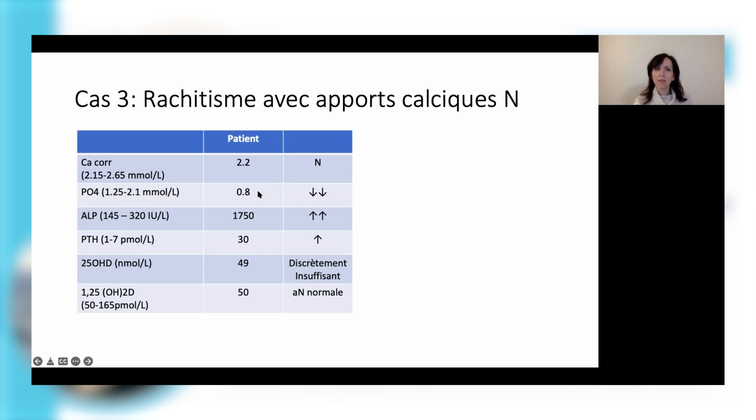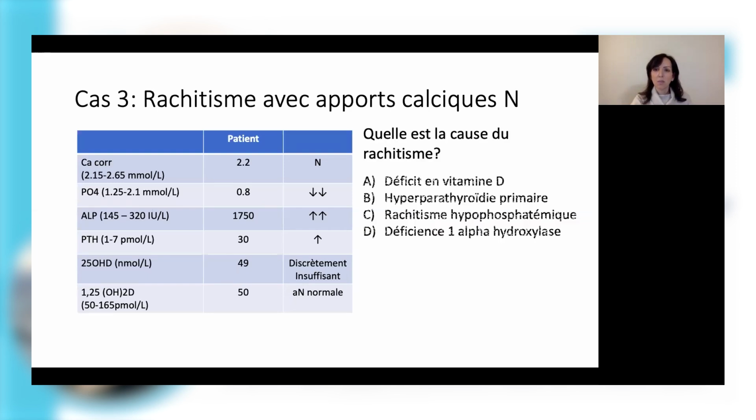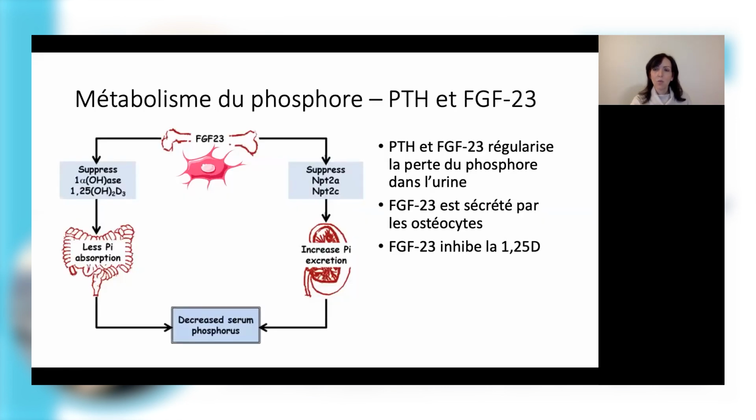When you have low calcium and low phosphate, you would want that 125 to be high, and it's not here. So what type of rickets is this? It's probably hypophosphatemic rickets. So in this case, why does that happen? Because you have a mutation that affects the hormone called FGF23.